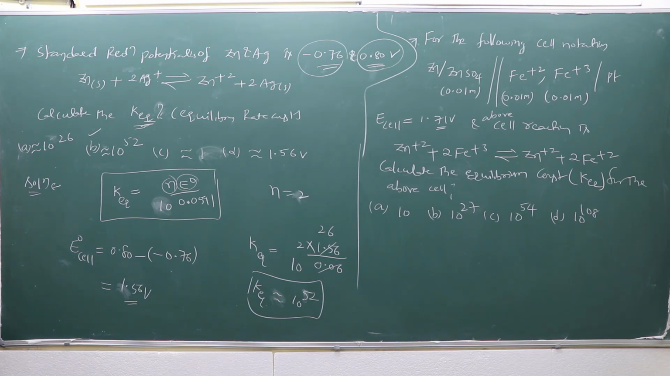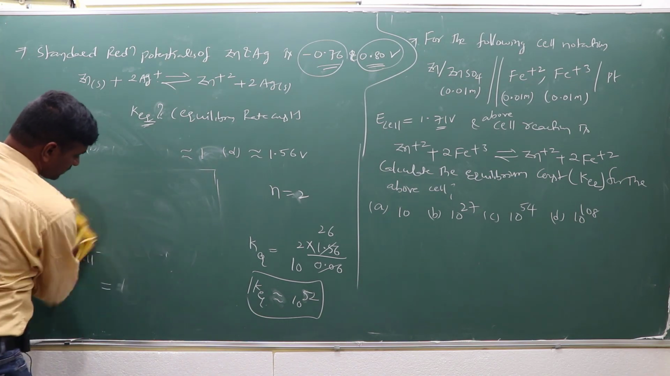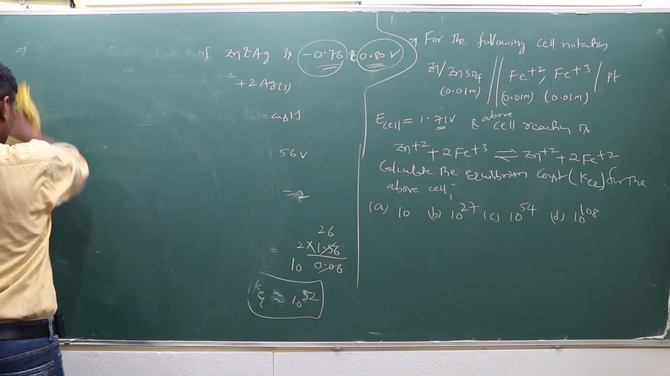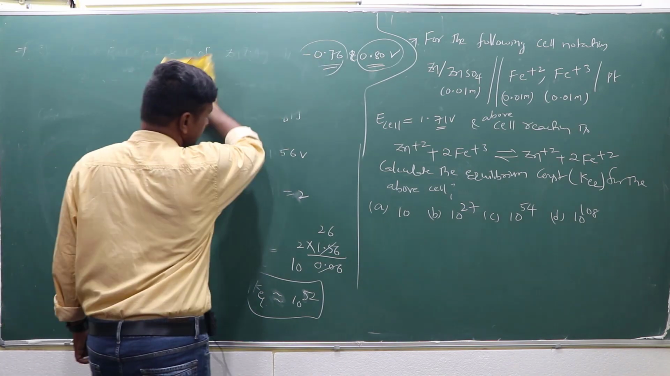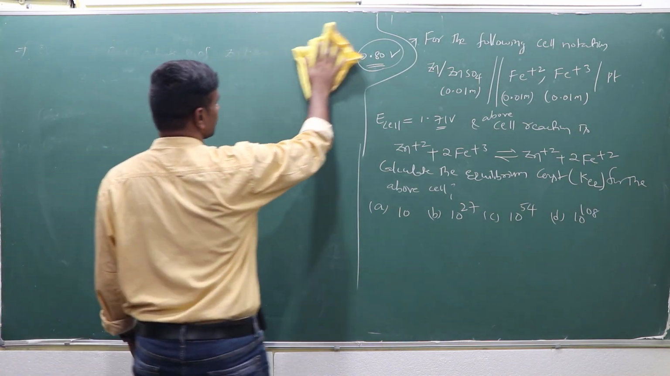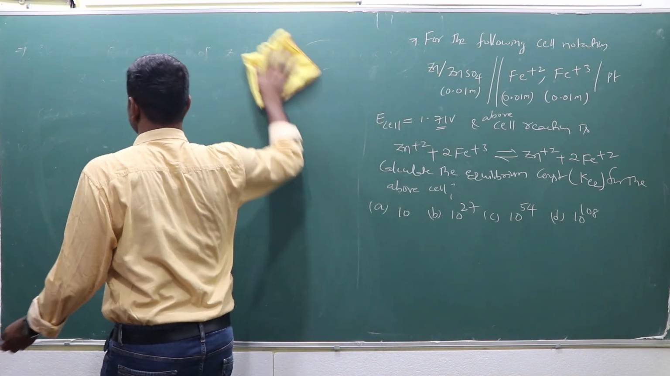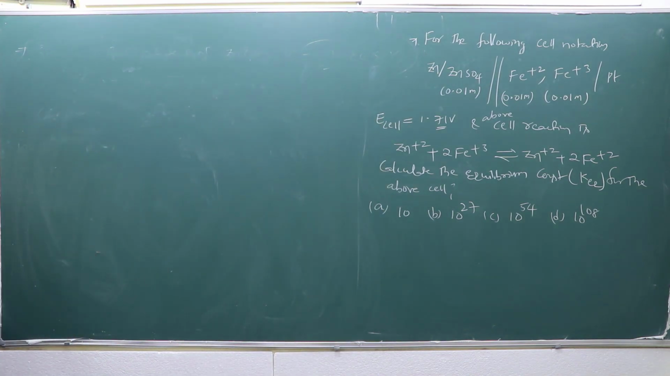So first you read the problem. Which values will be mentioned? What do you have to calculate? You know that for this type of problem, K is equal to 10 to the power of nE naught by 0.0591, because all the options are related to 10 to the power of, not exponential. So that's why you can also use 10 to the power of. Then which values are mentioned? First you read that.